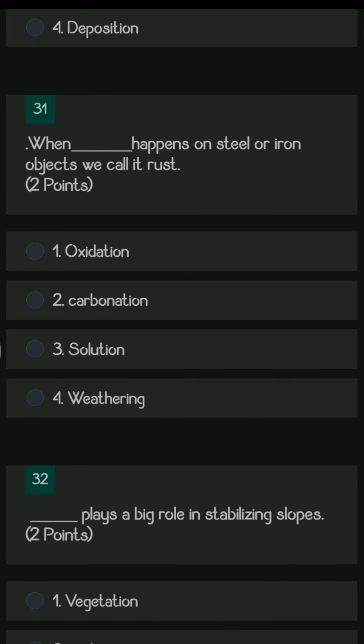When dash happens on steel or iron, the objects we call it as rust. So options are oxidation, carbonation, solution and weathering. So whenever the oxygen reacts with the metals like iron and steel, the oxides are formed, iron oxides and steel oxides. Okay, so that is oxidation.